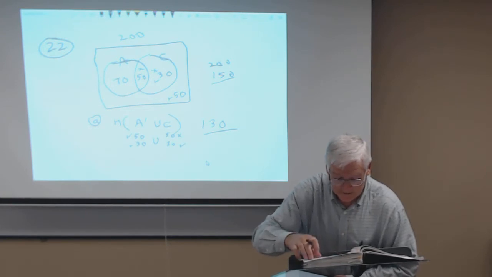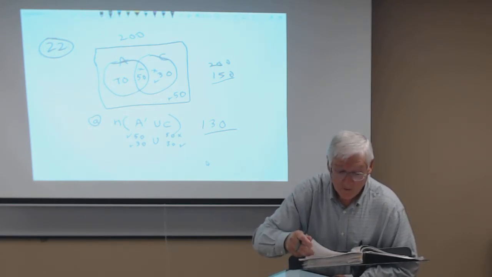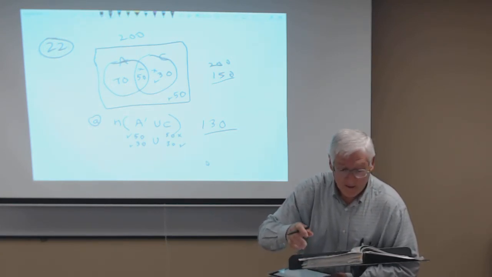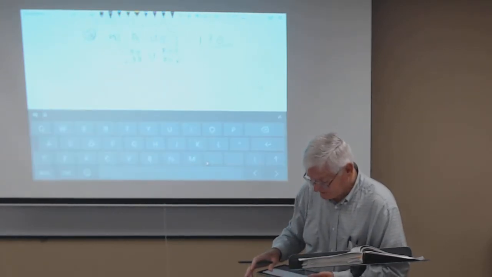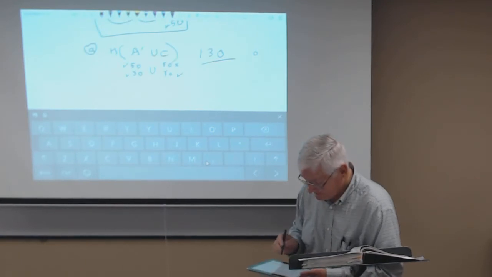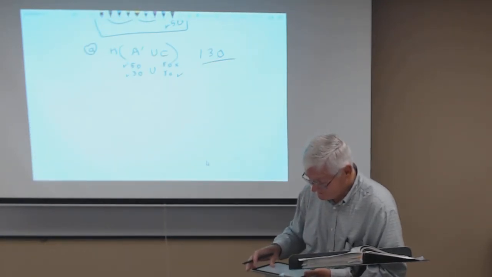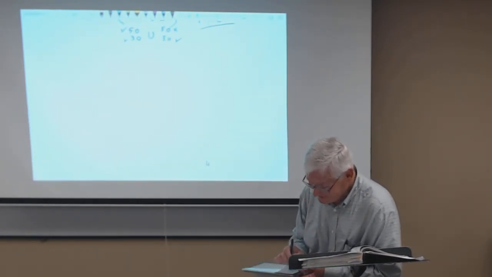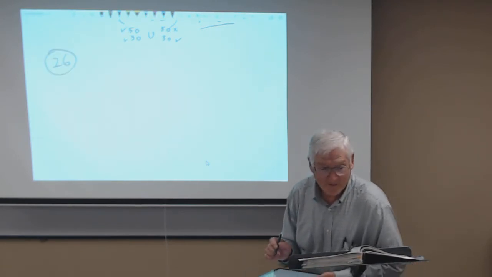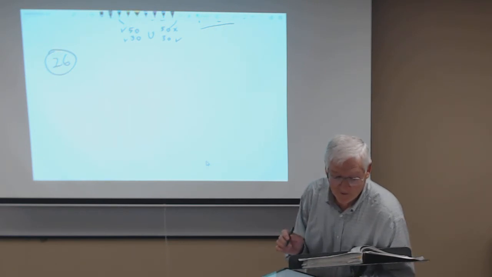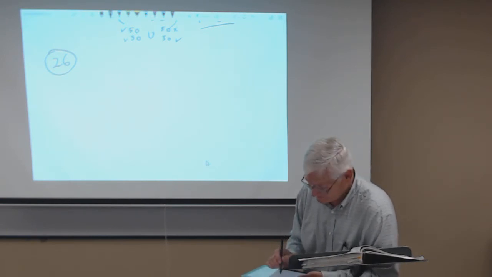Number 26. You stop working when you get to 25, but I'm going to do 26 just because it's so much fun. Well, I think it is. I'm just telling you, this stuff is fun. I'll believe you. A number of people were interviewed to find out who buys products A, B, and C regularly. And here are the results.